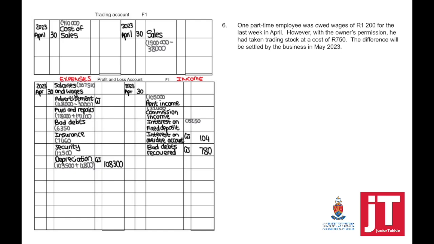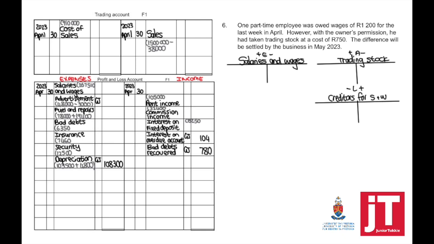Adjustment number 6. One part-time employee was owed wages of $1,200 for the last week in April. However, with the owner's permission, he had taken trading stock at a cost of $750. The difference will be settled by the business in May 2023, which is outside of our accounting period. So to break this down, where do we start? An employee was omitted, which means we need to add it to the salaries and wages account. And whatever we owe our employee goes to creditors for salaries and wages.